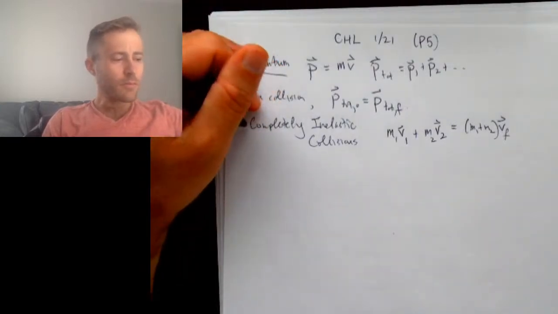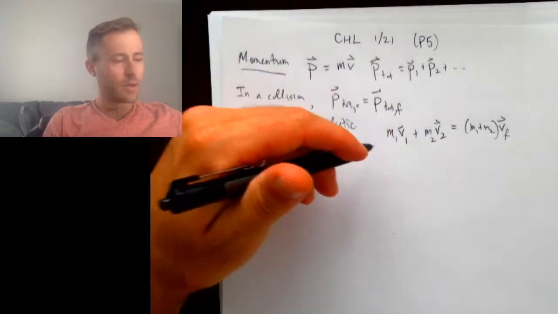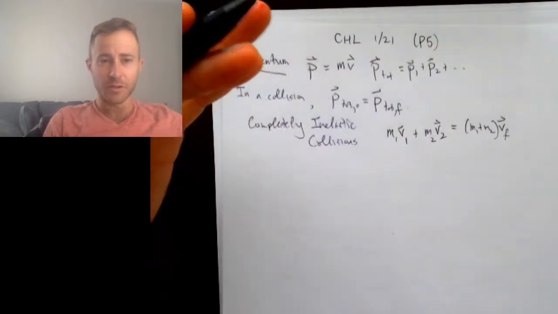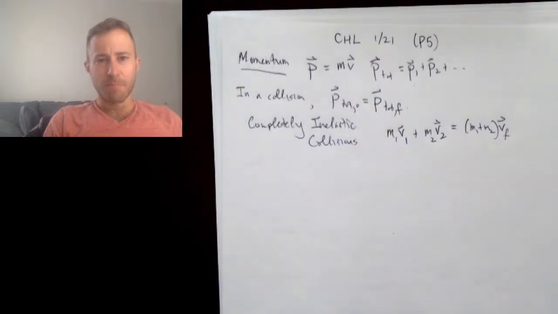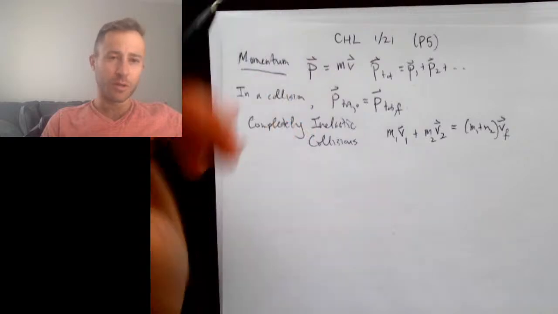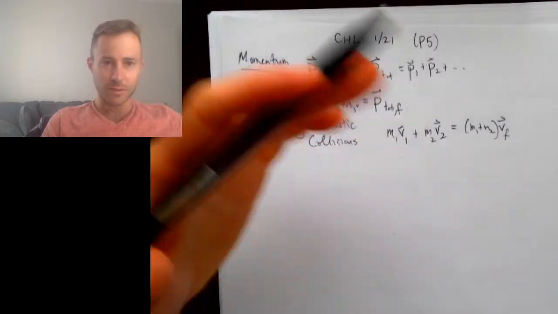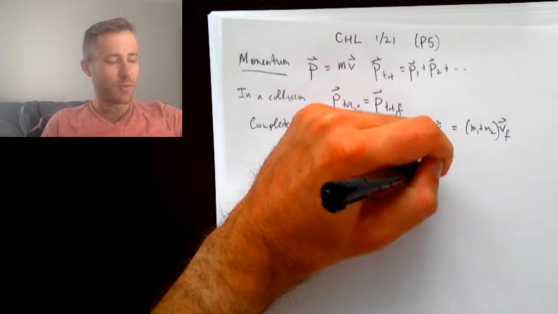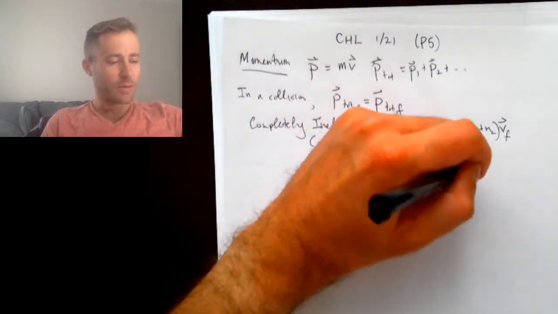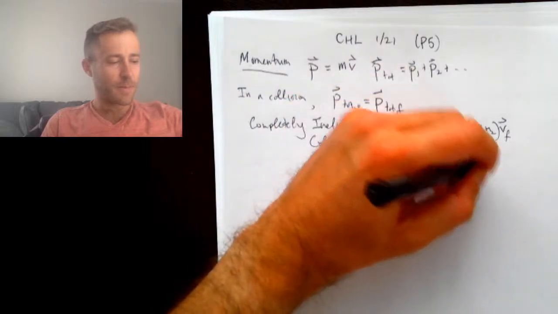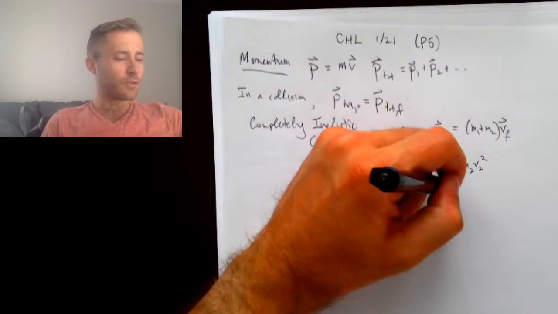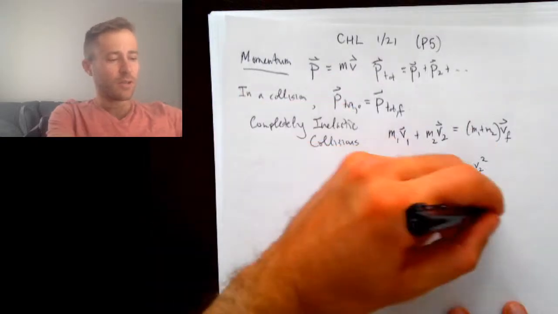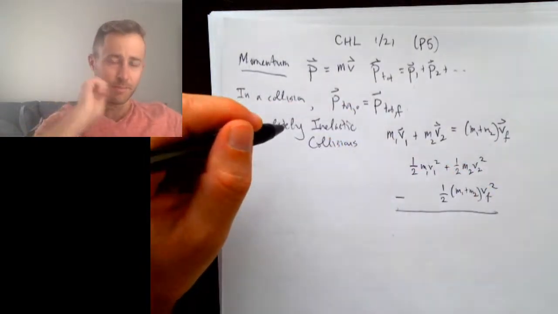In a completely inelastic collision, the amount of kinetic energy changes because it might be turned into heat. So let's suppose you wanted to calculate how much energy is released or how much is dissipated. Your initial kinetic energy is going to be 1/2 m1 v1 squared plus 1/2 m2 v2 squared. Your final kinetic energy is going to be 1/2 (m1 + m2) v final squared. Then you would subtract them, and that's going to tell you the amount of heat.